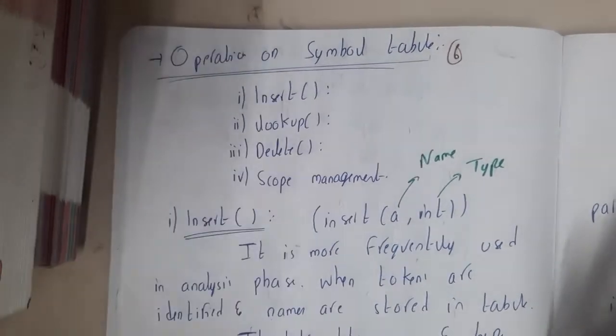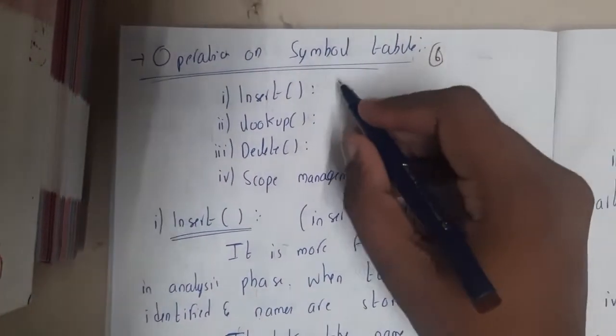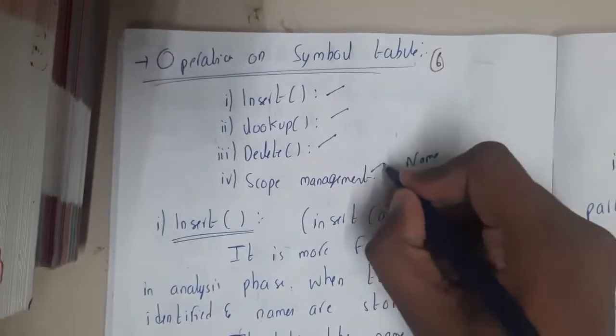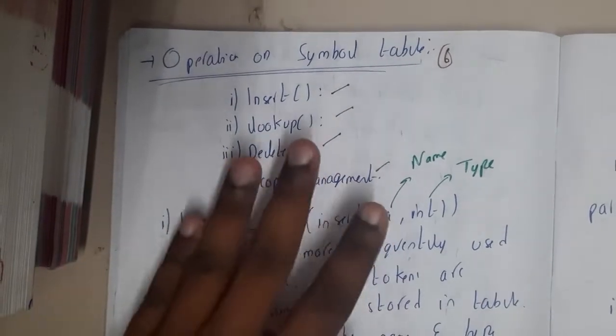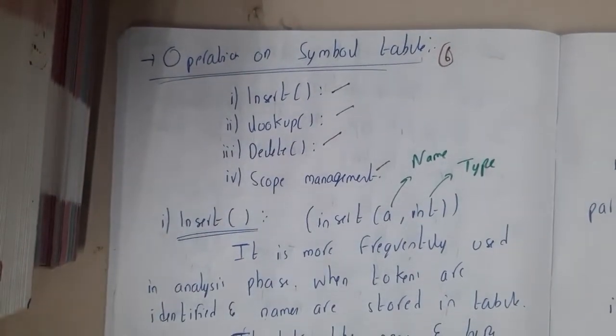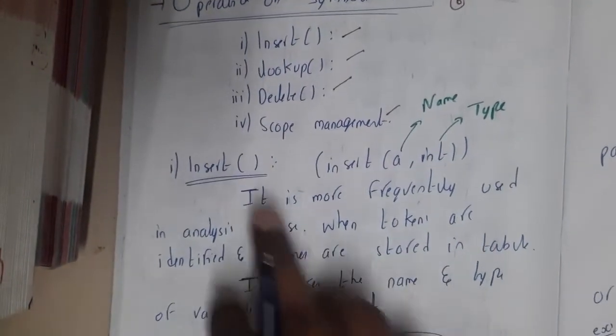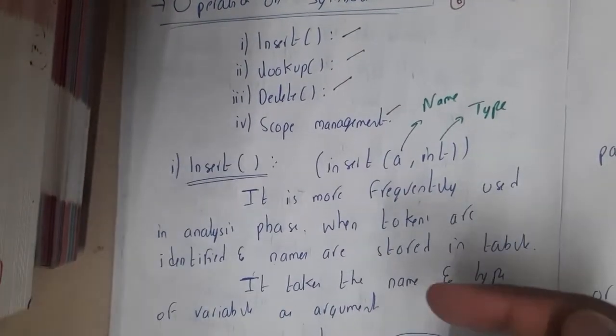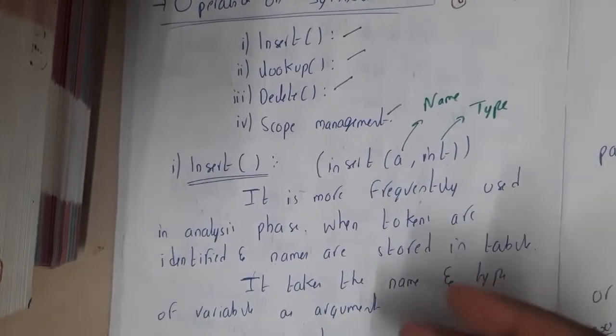Okay, so basically the four main operations on a symbol table are insert, lookup, delete and scope management. So these are the four major operations on a symbol table. Insert, from the name only you can say, you will be inserting a particular name, type or something of a particular variable, right?